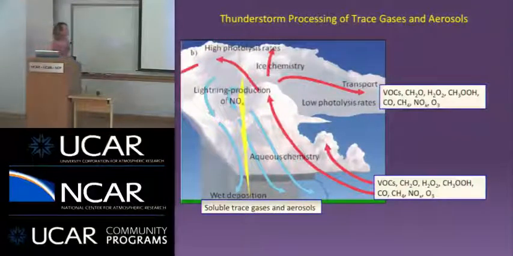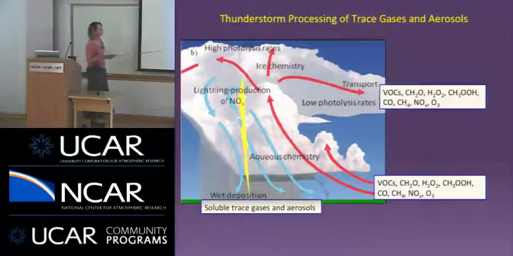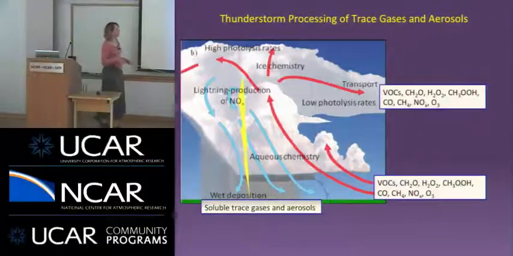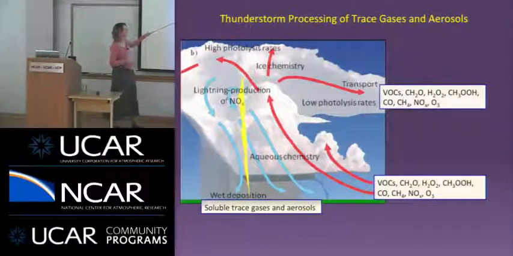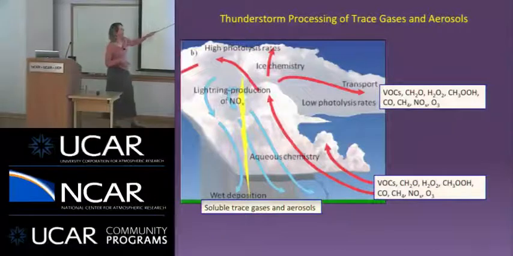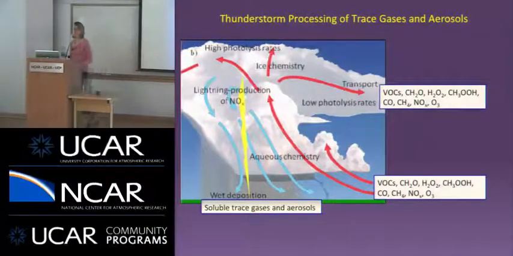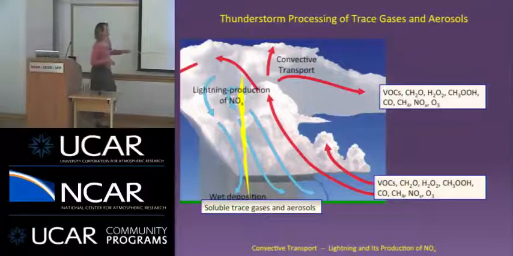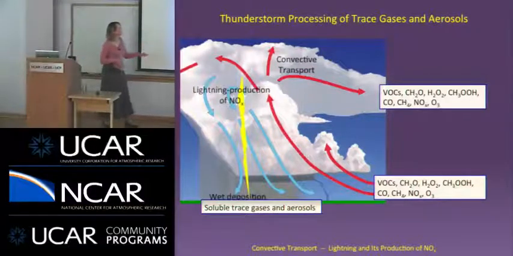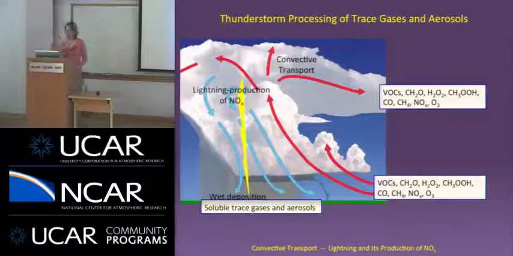So now I want to talk a little more about thunderstorms and all the different things they can do to the composition of the troposphere. There's transport and there's chemistry going on. And more importantly, there's things like production of nitrogen oxides from lightning and scavenging of some of our trace gases and aerosols. To simplify things, I'm going to focus on convective transport and production of nitrogen oxides from lightning.